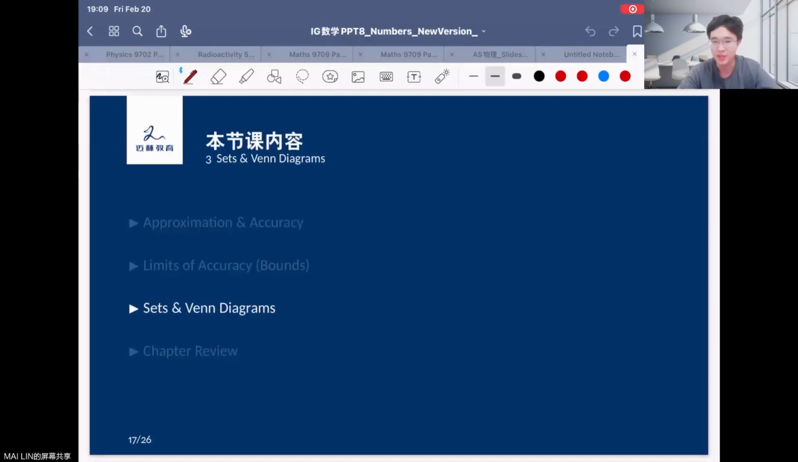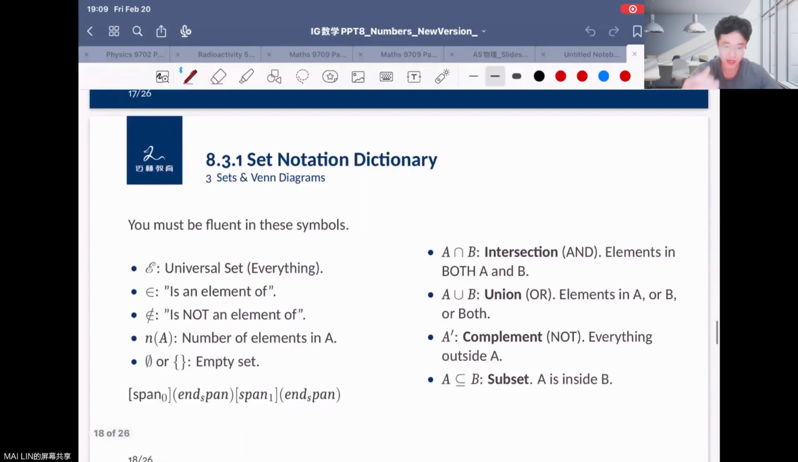Okay, hello everyone. Today our topic is about sets and Venn diagrams. Okay, so let's move to this part and see what a set is.